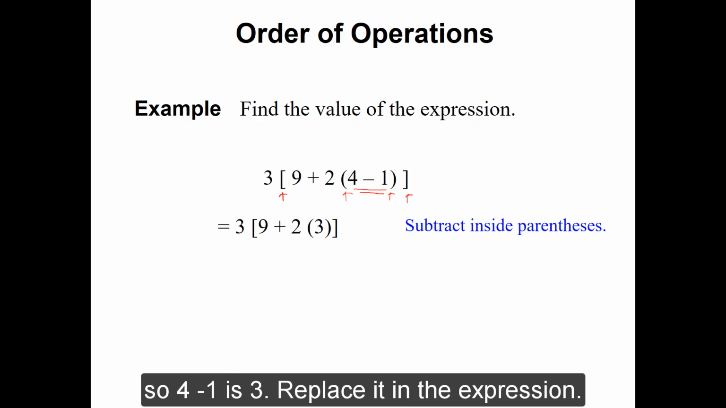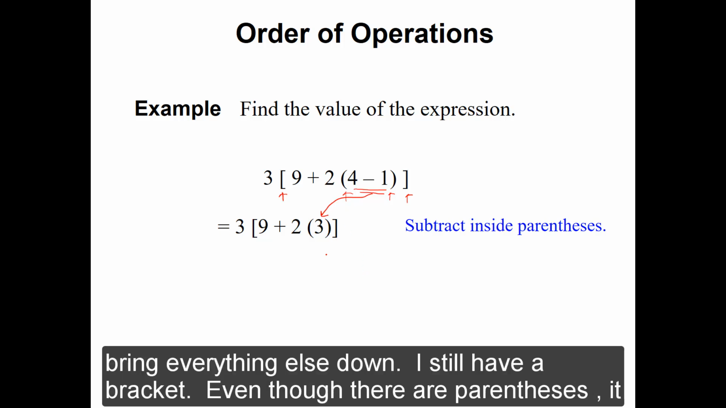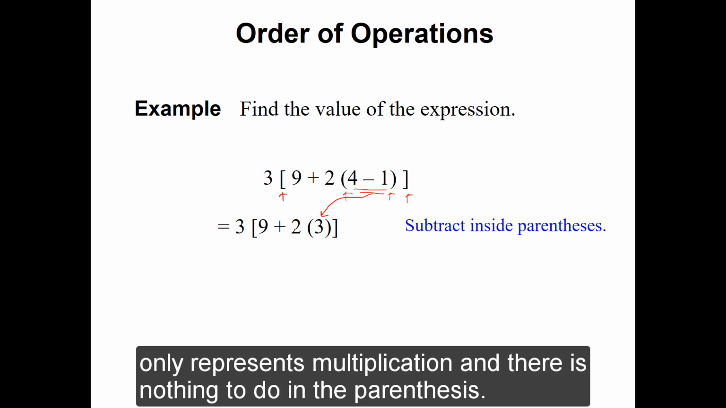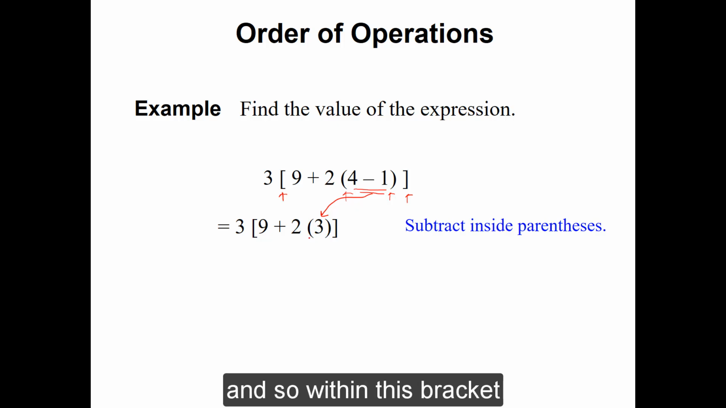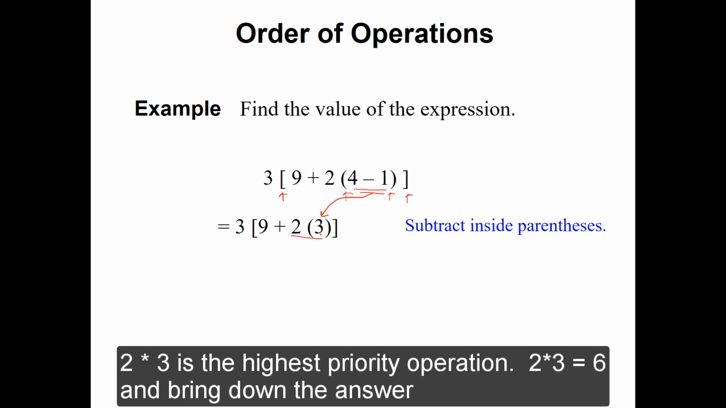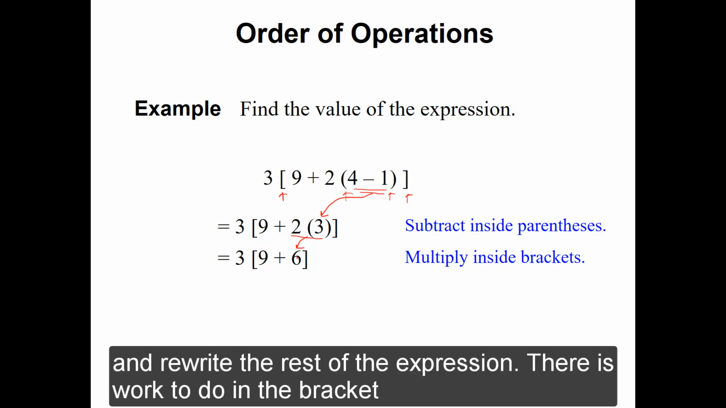And so 4 minus 1 is 3, so all I've done is replace it, brought everything else down. I still have a bracket, even though there's parentheses here. It's only representing that there's multiplication. There's nothing to do in the parenthesis. And so within this bracket, 2 times 3 is the highest priority operation. 2 times 3 is 6. I bring down the answer, rewrite the rest of the expression.